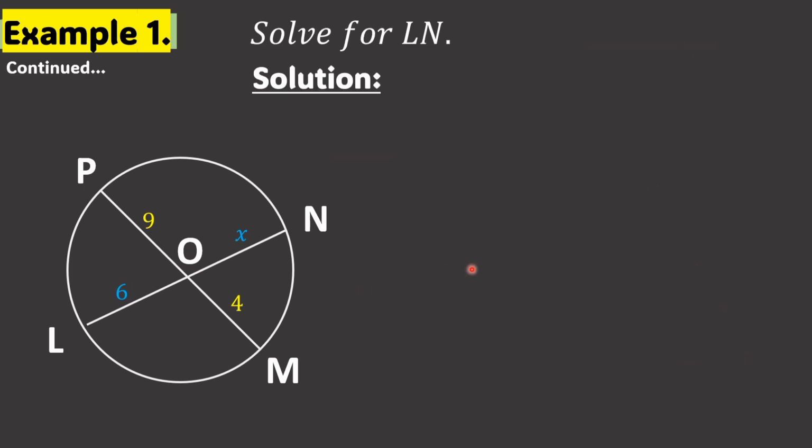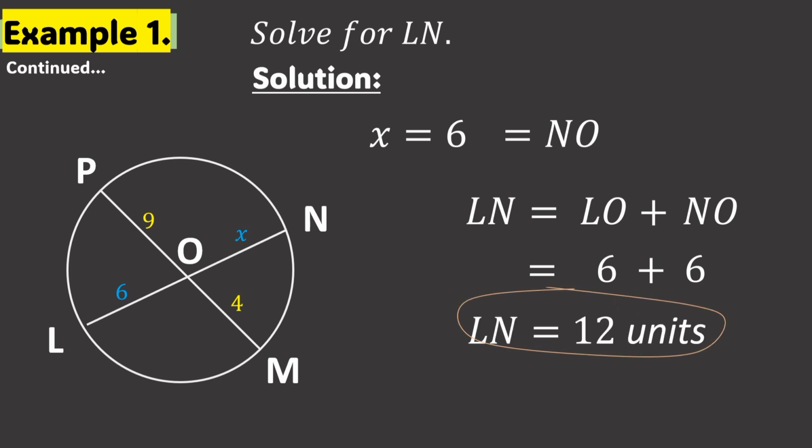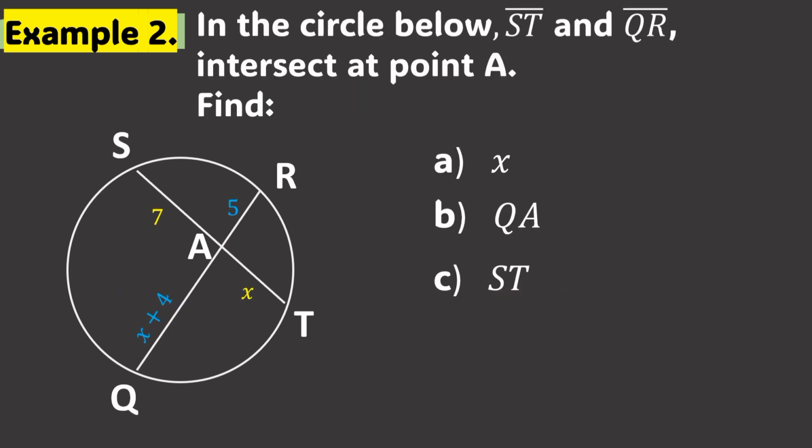We can now solve for the length of LN. X is equal to 6, and this is the length of NO. LN is equal to LO plus NO. Therefore, the length of LN is 6 plus 6 equals 12 units. Number 2.